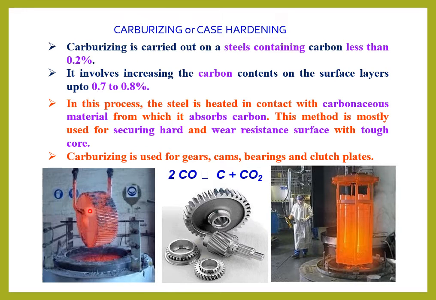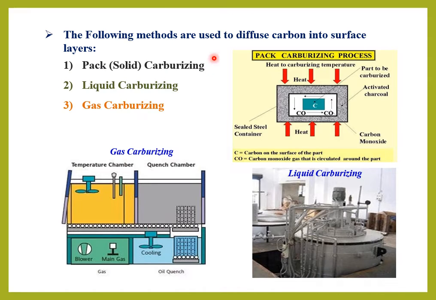Here we take the gear along with the carburizing medium and do the heating. The reaction occurs at this temperature and releases carbon atoms. That carbon dissolves into the top surface of the gear, so it has a highly tough core. Three types of carburizing processes are there: solid, liquid and gas.